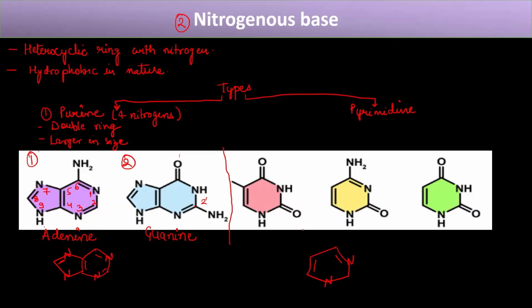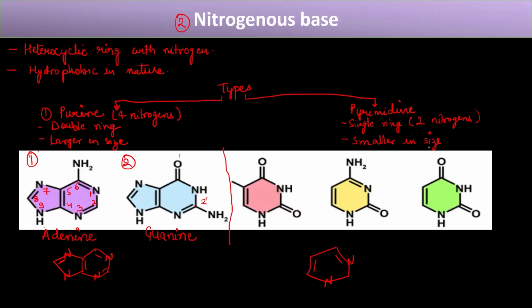Now, pyrimidine is a single ring. And how many nitrogens does it have? It has 2 nitrogens. And it is comparatively smaller in size as compared to purine. It is smaller in size.